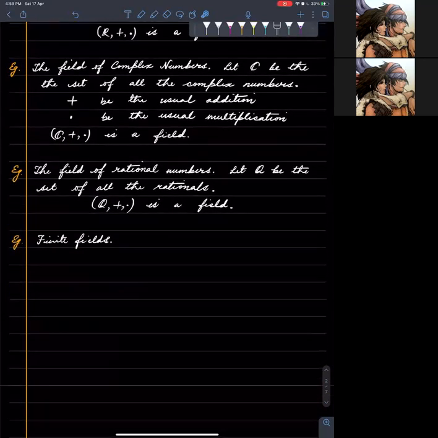Okay, and let us just see one non-example. This is not a field: the set of integers with usual addition and multiplication is not a field.